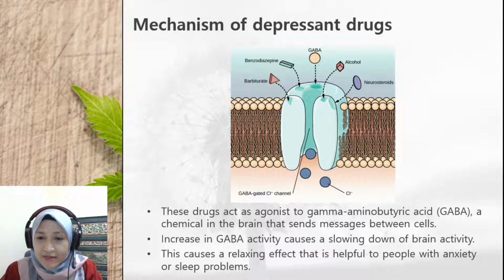The mechanism of depressant drugs is that they act as agonists to the GABA receptor. You have learned about the GABA receptor before, right, in the pharmacology lecture. GABA is the chemical in the brain that sends messages between cells. An increase in GABA activity causes a slowing down in brain activity. So GABA is the neurotransmitter that slows down the brain's activity. This depressant drug is an agonist, similar in terms of function or chemical structure to GABA. This causes a relaxing effect that is helpful to people with anxiety or any sleep problem.